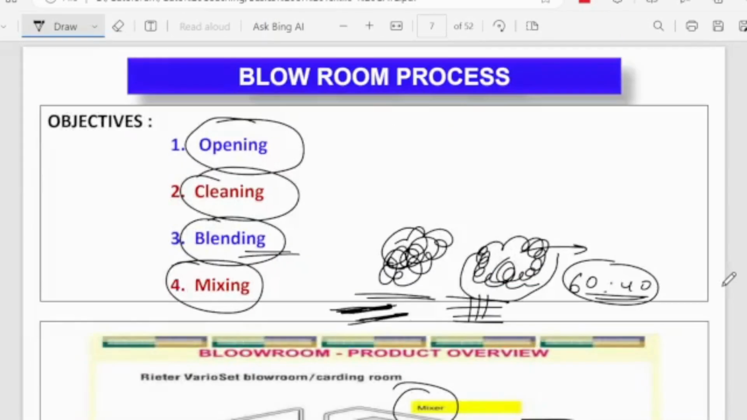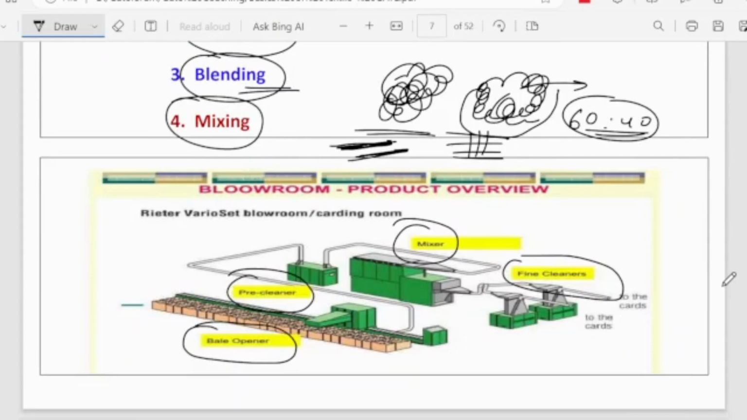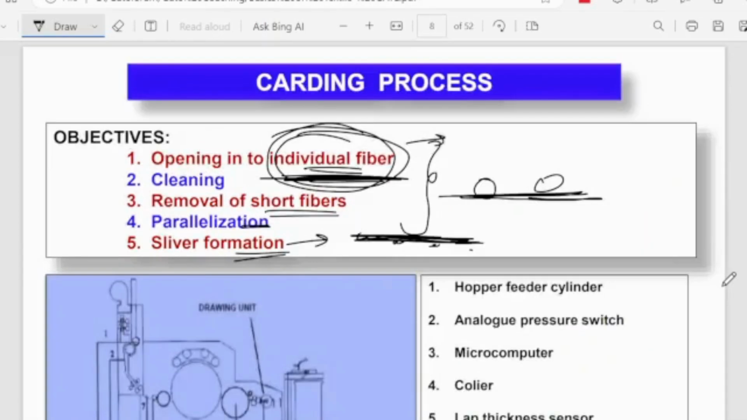If we talk about the basic functions of the blow room, they are opening, cleaning, blending and mixing. This is the blow room line if you see. This blow room line comprises all these parts. Here the main input is the fiber coming from the ginning process. It is mixed, blended and then finally formed into a product that can be moved forward for carding.